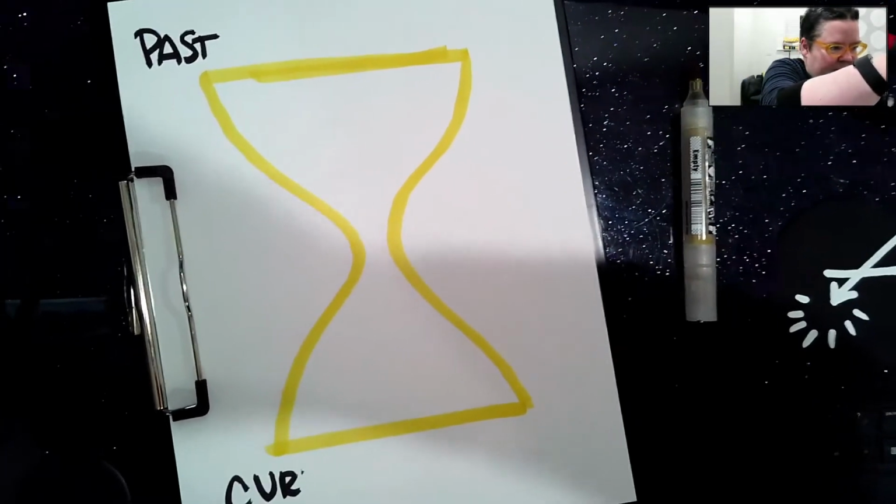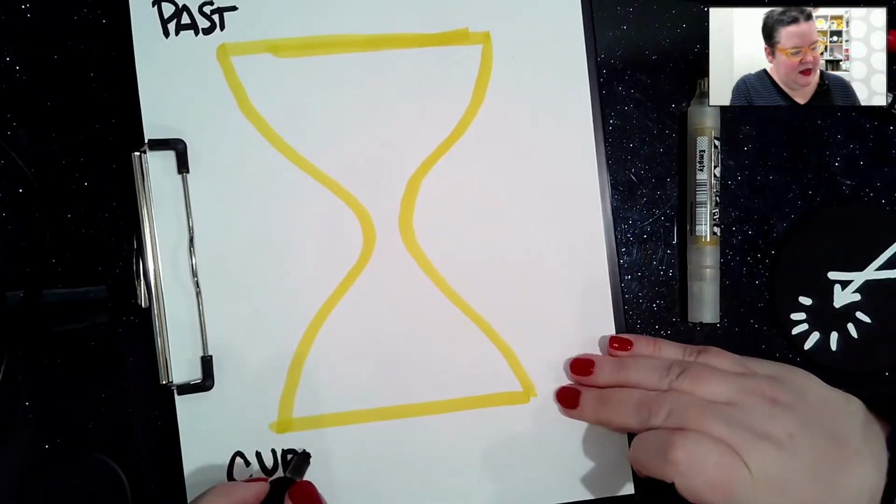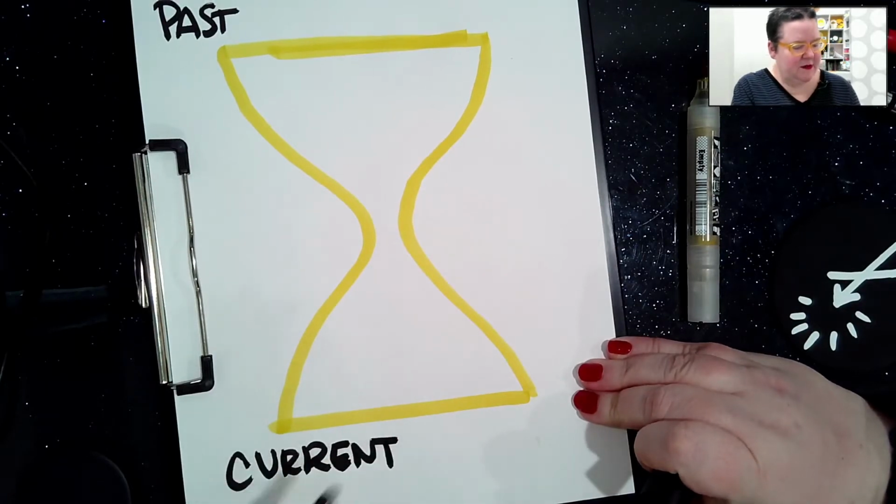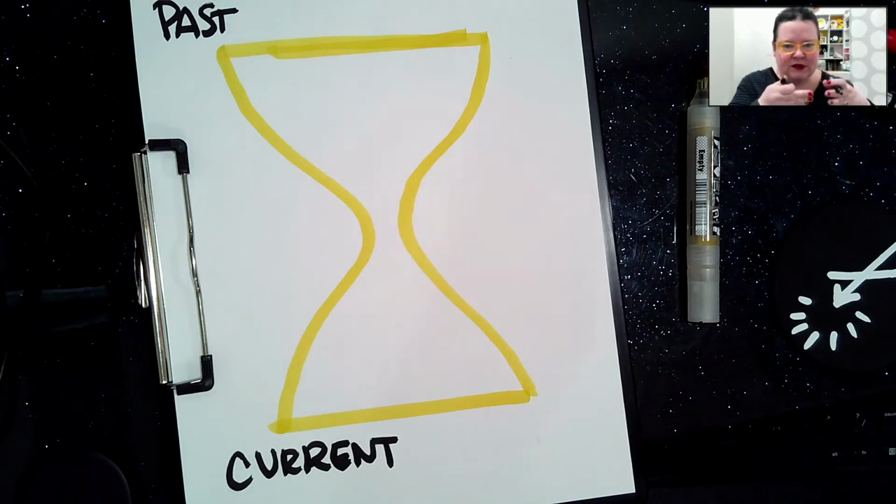There we go, a little better. Let's say that the top is past and the bottom's current. We could easily flip that, but all you need to know is there's wide parts and narrow parts and a wide part again. That's the idea.